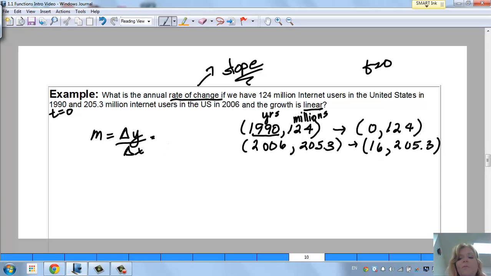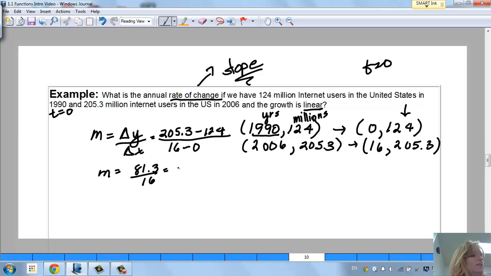So I'm going to go bottom to top. So I'm still doing the y's first, but I don't want to have negative numbers, so I'm going to say this minus this over this minus this. And you can do that as long as you stay in that order. So I'm going to say 205.3 minus 124 all over, that's 124 guys, all over 16 minus 0. So my slope comes out to be 81.3 all over 16. And as a fraction, either that or decimal, I have 5.08 or roughly 5.1. Okay, now normally I like fractions, but I want to show you that's really 5.1 over 1, if you will.